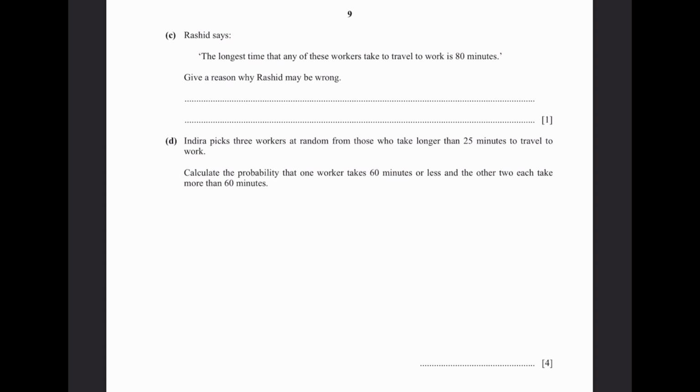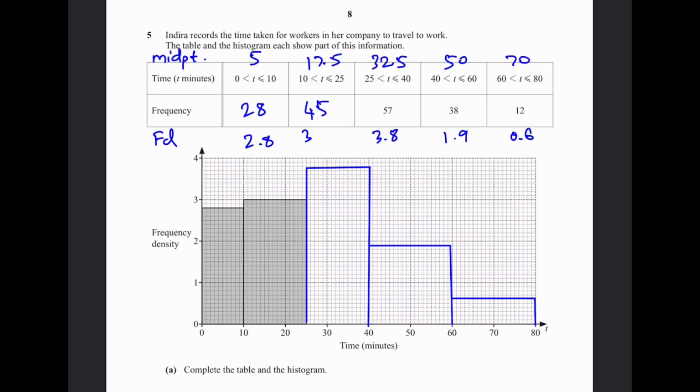Rashid says the longest time that any of these workers take to travel to work is 80 minutes. Give a reason why he could be wrong. Well, we know that the highest value lies somewhere between 60 and 80, but it does not have to be 80. There could be nobody with the time t minutes of 80 minutes. There could be someone with like 79, and that's the highest, but it does not have to be 80.